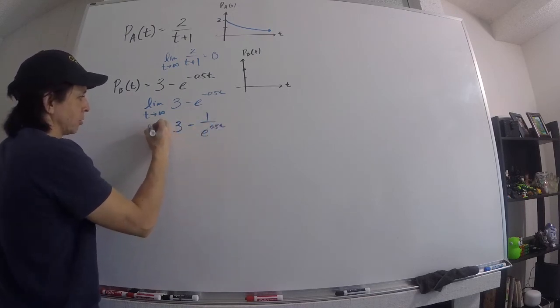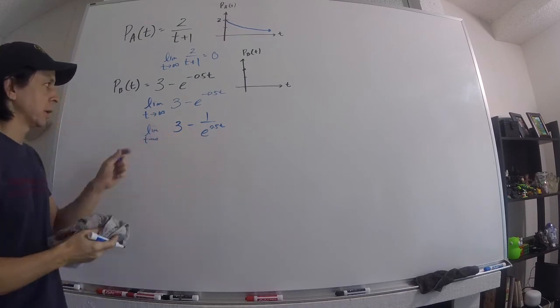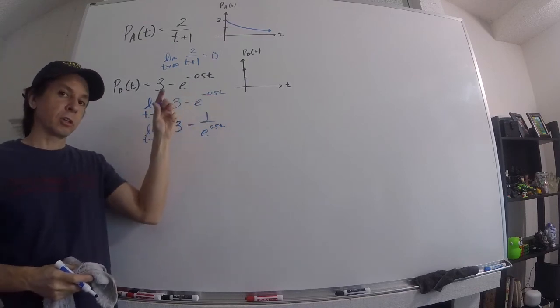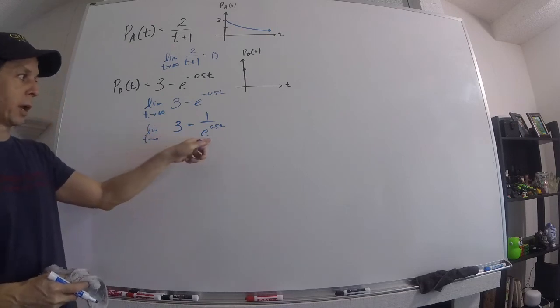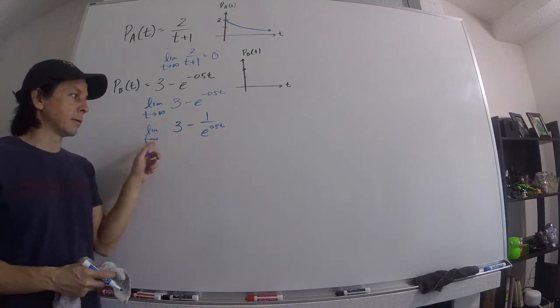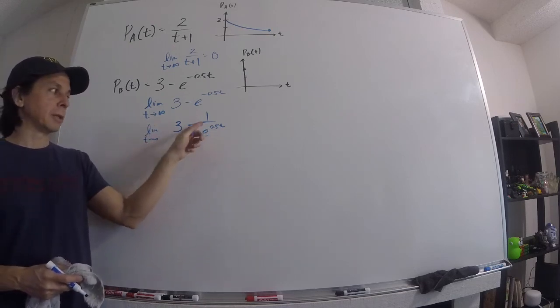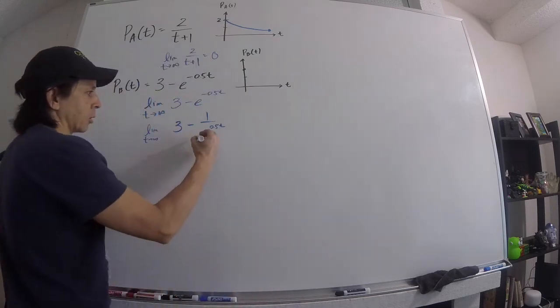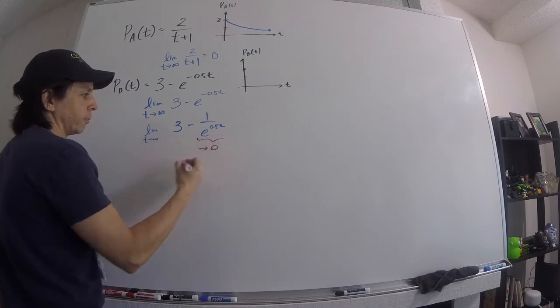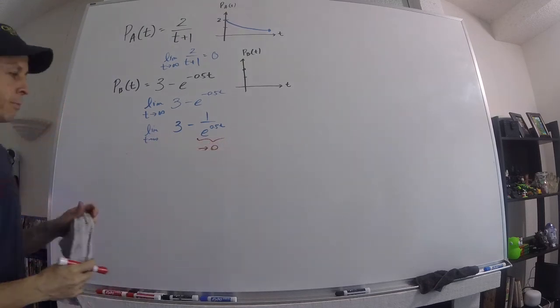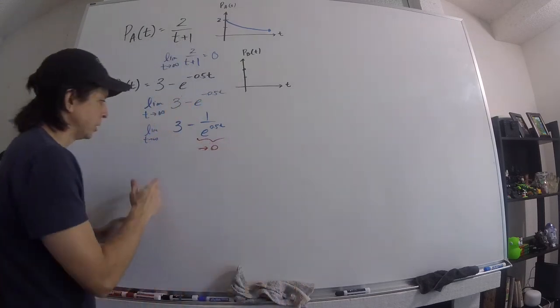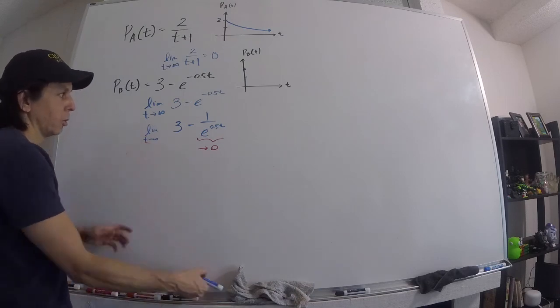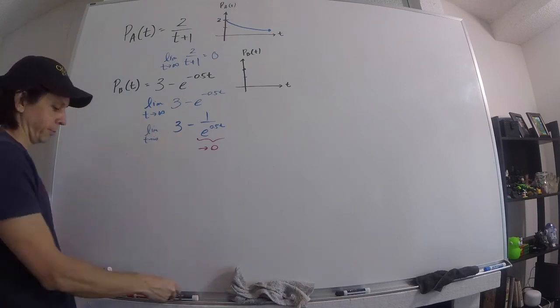So I talked about two ways of interpreting it. If you're plugging a very big number into a negative exponent, it gets small. Or if you rewrite it first, you're plugging a big number into a positive exponent, that's going to make the bottom big. But anyway, this term here goes to 0 as t gets arbitrarily large. So this is approaching 3.